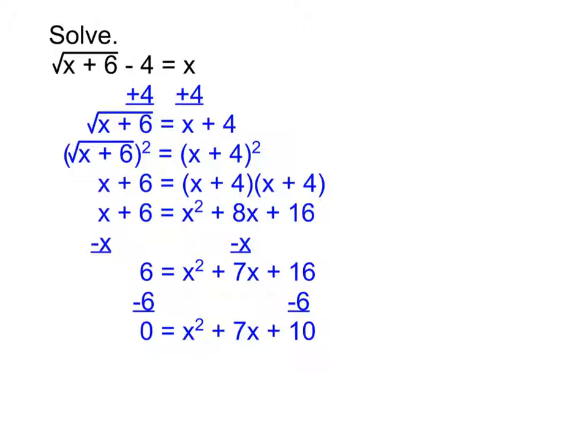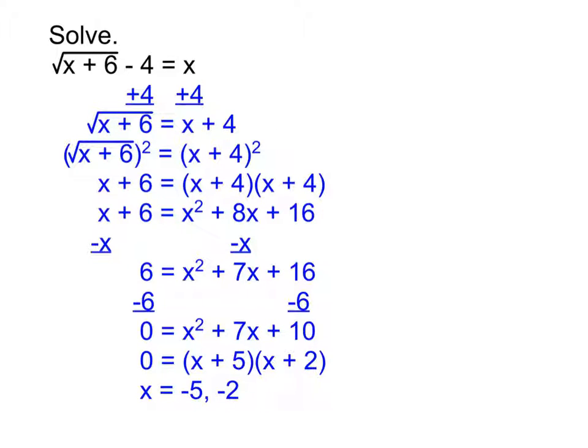Remember that if it's just a plain old x squared, there's nothing in front of the x squared here. All I have to do is look to see what numbers add to the middle number and multiply to the last number. And of course, to add to 7 and multiply to 10, that's got to be 5 and 2. So 0 equals x plus 5, x plus 2. Set each of those individually equal to 0 to see what x equals. We find that x equals negative 5 and negative 2.